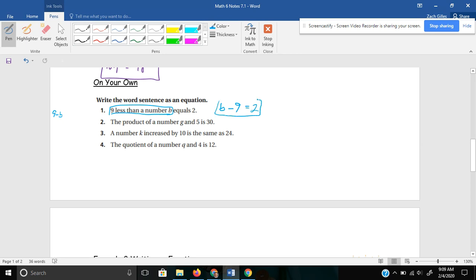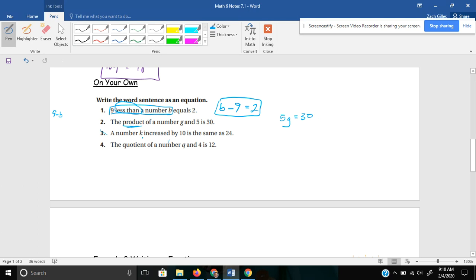Be very careful. Read and reread these subtraction equations because they can be tricky. Again, if you want to find your answer for that, you'd have to start with B and subtract 9. A lot of times, if you see less than written, you're going to switch the order of those two. Right? Number 2, the product of a number G and 5 is 30. Product means multiply. So I'm multiplying G and 5, so that would be 5G. Is means equals 30. So 5G equals 30.